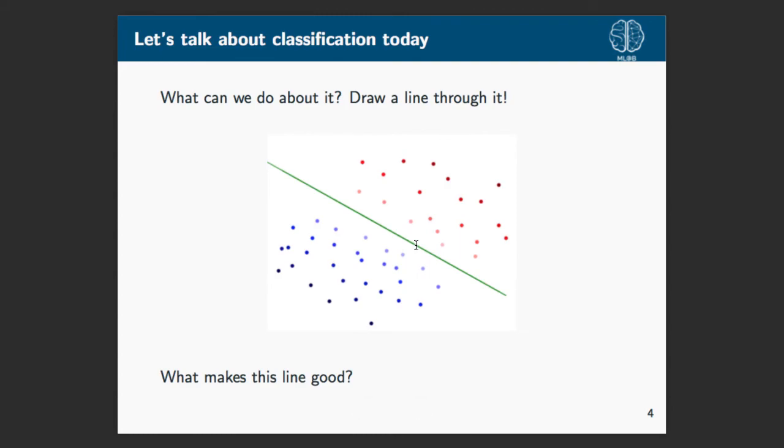What makes this line good? Why is this a good line? Anyone have any guesses? Yep, and your name? Jordan? Cool, so Jordan's right. What he's basically saying is that the line is far from both these points, from the points on either side. So it finds this best separating distance right in between them. That's what makes this a good line. It's far from the data points near it.